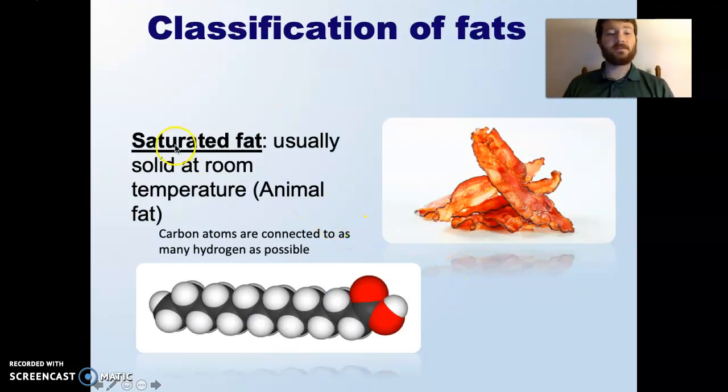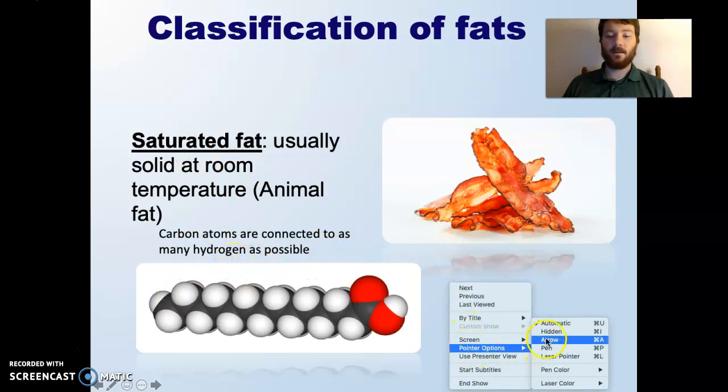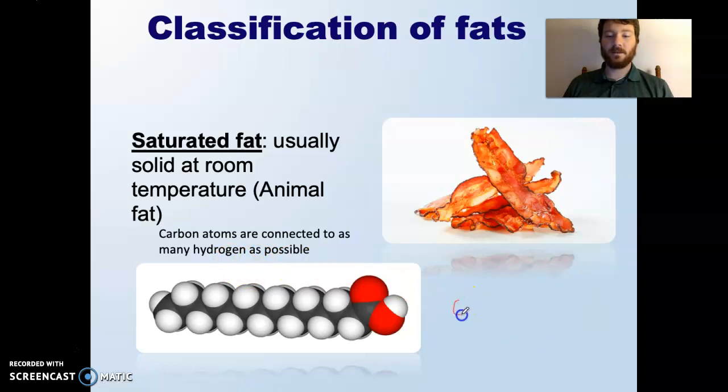Classification of fats: there are saturated fats, solid at room temperature. Carbons are connected to as many hydrogens as possible. So if you look at the chemistry, it looks like this. Carbon, carbon, carbon, each connected to hydrogens. No double bonds. As many hydrogens as possible. That's a saturated fat.